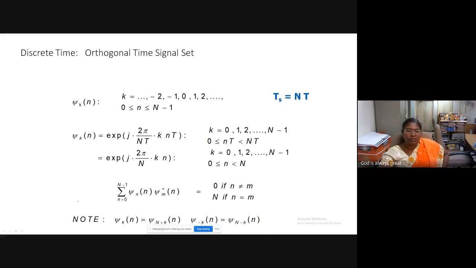In the discrete time version, you need to note certain things. Psi k of n cyclically repeats after capital N symbols. One Ts, 2 Ts, 3 Ts, like that, it's going to repeat itself. So psi k of n plus N will be equal to psi k of n itself, and psi k of minus n will be equal to psi k of N minus n. These notations will be utilized while doing your calculations in discrete time signal processing. So we have seen orthogonality in the time domain, and we have seen orthogonality in the discrete time domain.